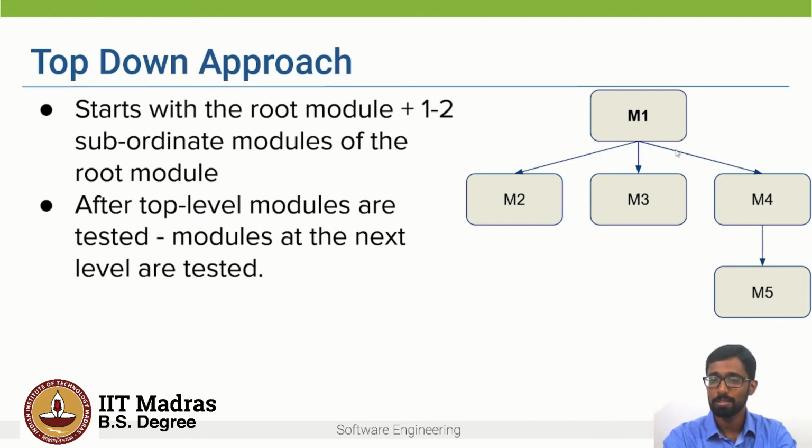For example, in this case, let's assume that M1 is at the top, M2, M3, M4 are in the next level, and M5 is at the bottommost level. So what will happen here is M1 is tested first. M1 undergoes unit testing, and then M2, M3, M4 are combined with M1 and tested. And finally, M5 is combined with all the other modules.